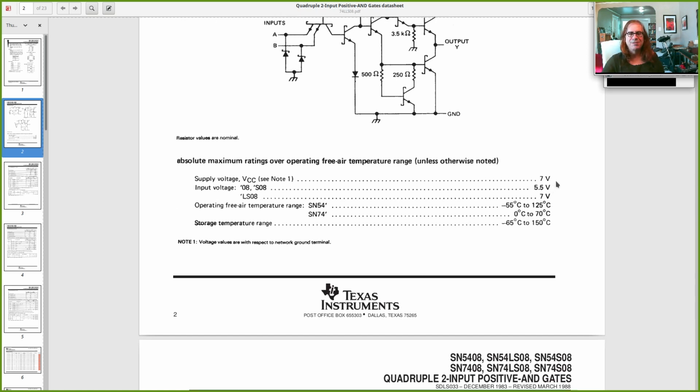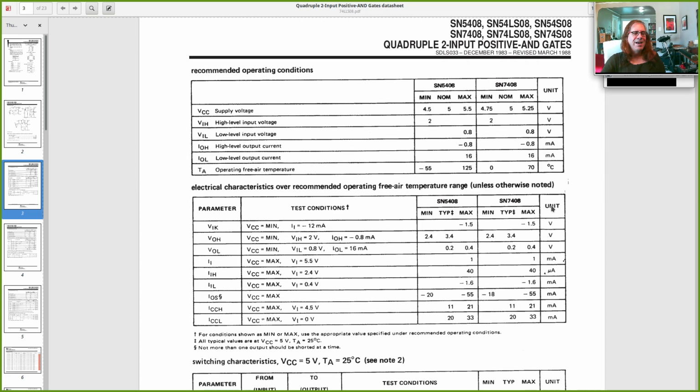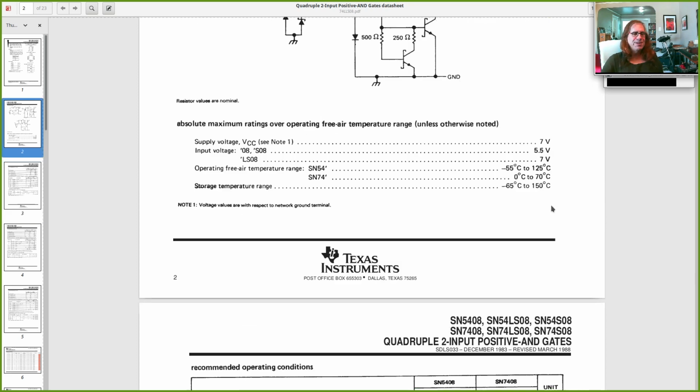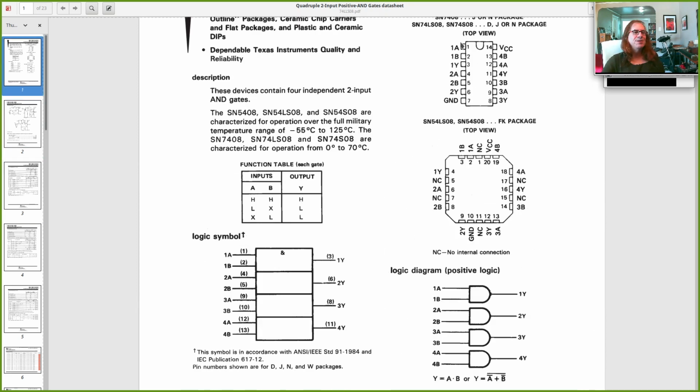You put in more than 7 volts, the magic smoke escapes, and the chip doesn't work anymore. Operating temperature, so the 74 devices, 0 to 70 degrees Celsius. The mil-spec devices can go down to minus 55 and go all the way up to 125. That's beyond where water boils, and this chip will still keep working, which is pretty cool. And for an AND gate, we don't really care about anything except this.